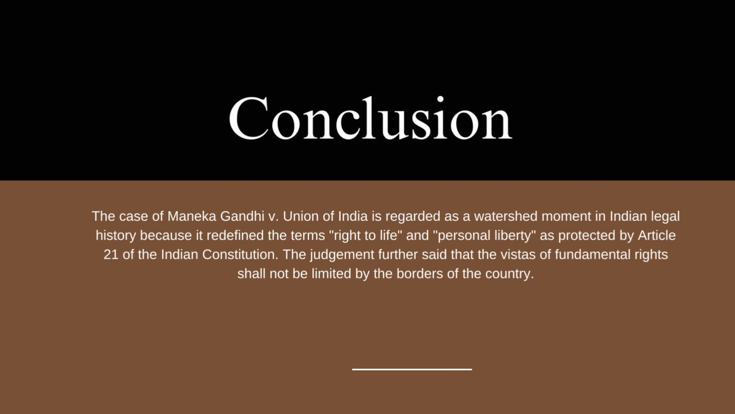Why is it known as the Golden Triangle case? Since it involves Article 14, Article 19, and Article 21 of the Constitution, which were the most important laws guaranteeing the residents of India their fundamental rights. That's why it is known as the Golden Triangle case.